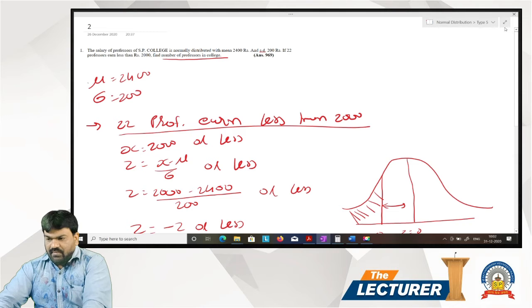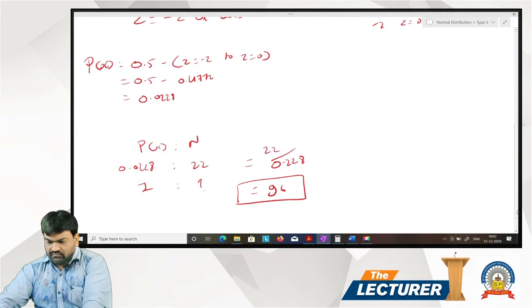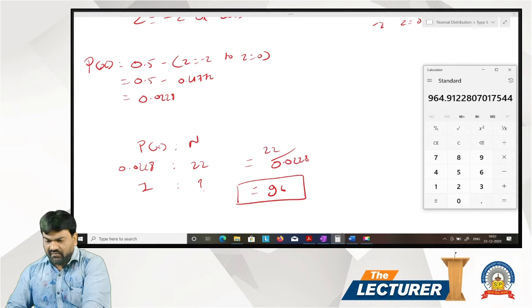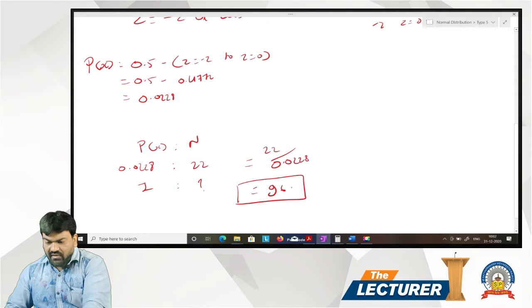Okay, next. This is 0.0228. So 22 divided by 0.0228 is 965. 965 professors are there in the college.